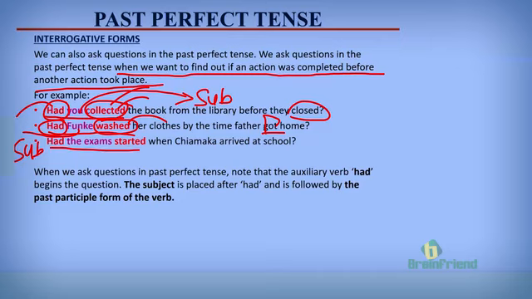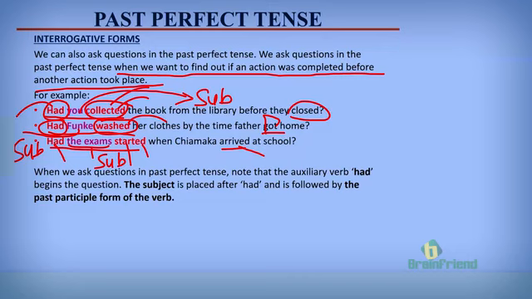Had the exam started when Chiamaka arrived at school? Started is one action. Arrived is another action. So we want to know if the exam started before Chiamaka arrived at school. And then we have also the auxiliary verb had, the past participle verb started, and the subject of this sentence, which is the exam.